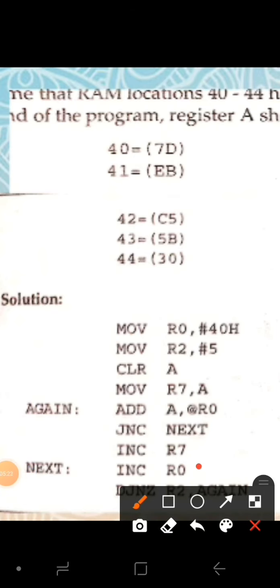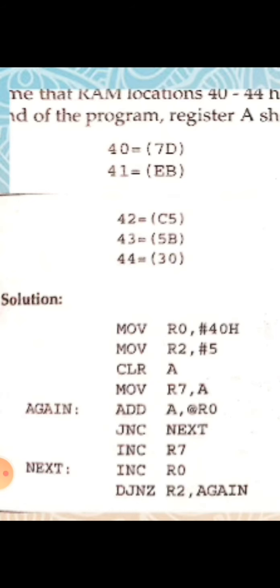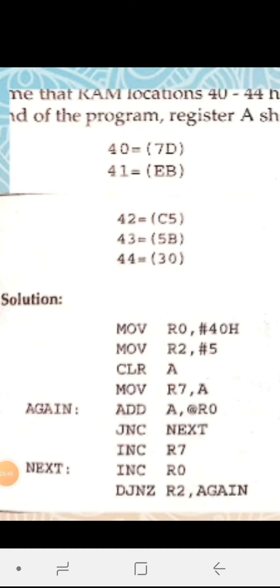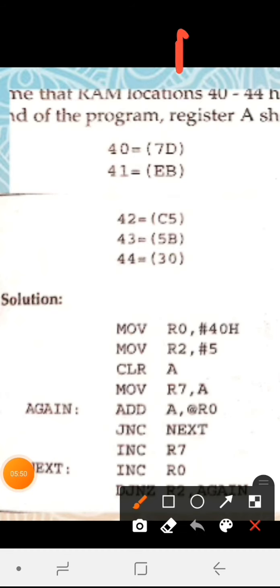So that you can go to the next location to fetch the data. Like this, you have to perform the addition, and every time you will be checking your carry status also. At the end of the operation, A will store the lower byte of the answer, and R7 will store the higher byte of the answer.